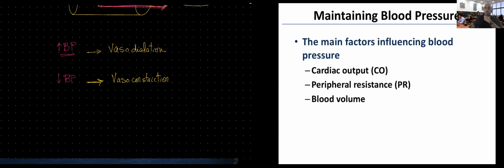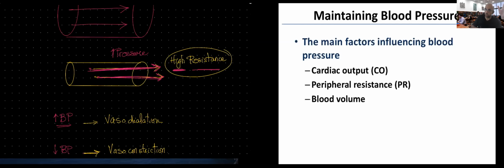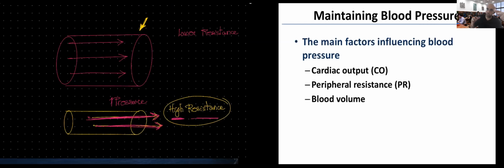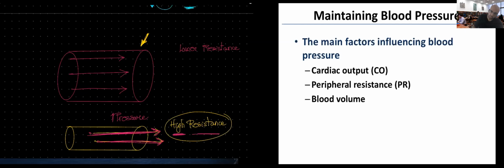All right. Is this logical? So what do we call the resistance created by all those arteries that I am traveling through? We call this my total peripheral resistance. The total resistance of those arteries is what's going to be affecting my blood pressure.